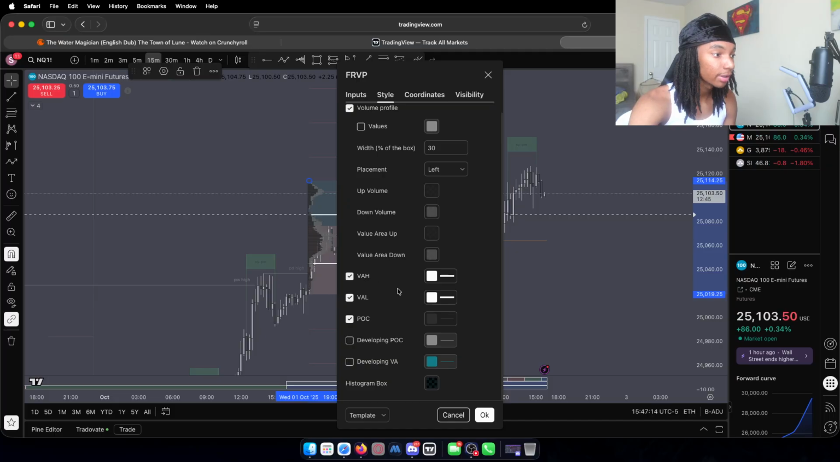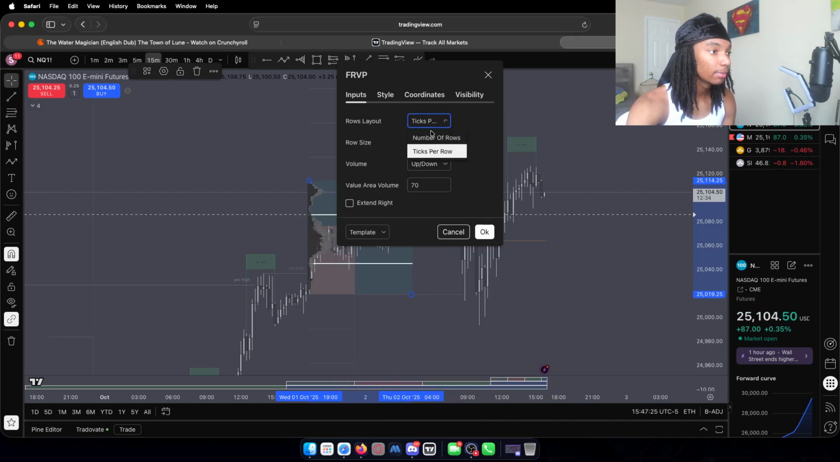This is the style I got. My value area high and value area low are white. These boxes are checked, and then my point of control is black, right? And then this is the input. Make sure you got it on ticks per row. Make sure the row size is at 1, and you can have this at 70.